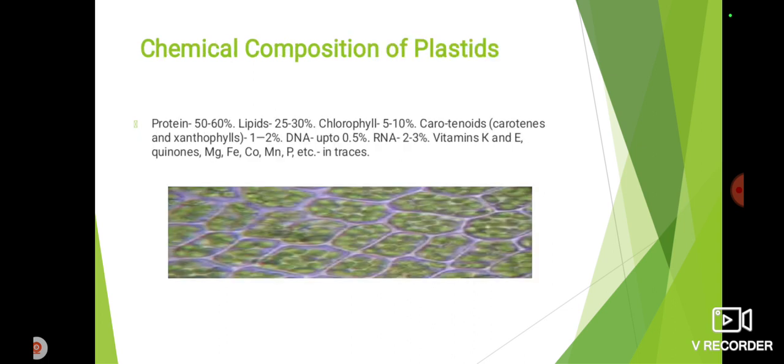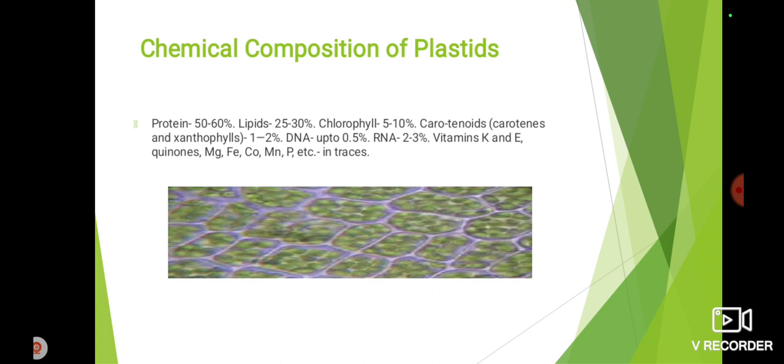Now, coming into the chemical composition of plastids, they constitute proteins 15 to 60%, lipid 25 to 30%, chlorophyll 5 to 10%, carotenoids 1 to 2%, then DNA up to 0.5%, RNA 2 to 3%, vitamins K and E, quinones, Mg, that is magnesium, iron, cobalt, manganese, phosphorus, etc. in traces.